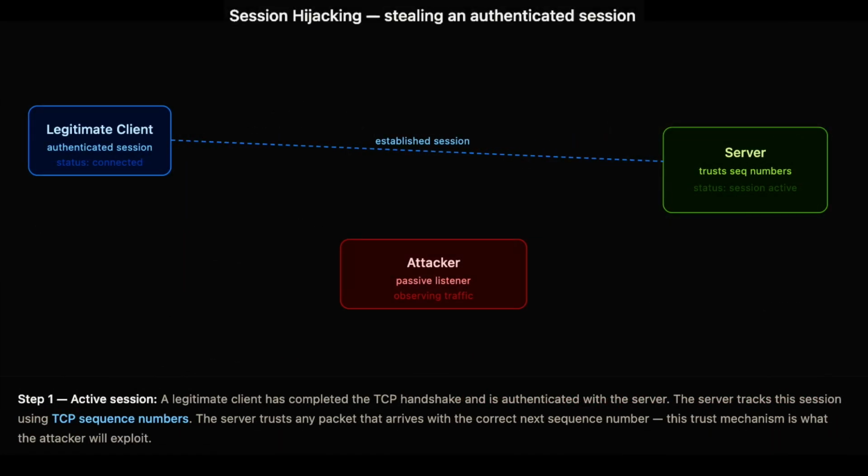Next attack is session hijacking. TCP uses sequence numbers to verify that packets belong to an established session. A legitimate client has completed the TCP handshake and is authenticated with the server. The server tracks this session using TCP sequence numbers. The server trusts any packet that arrives with the correct next sequence number. This trust mechanism is what the attacker will exploit.